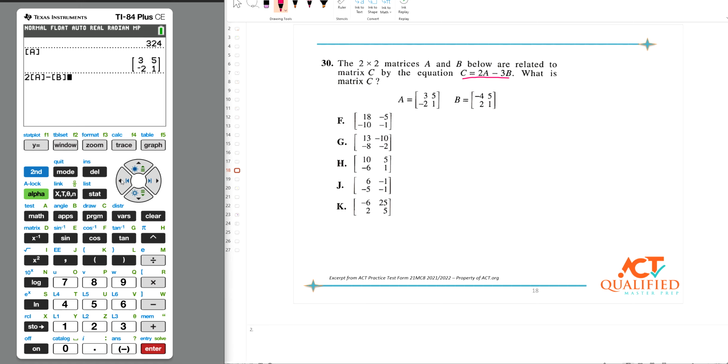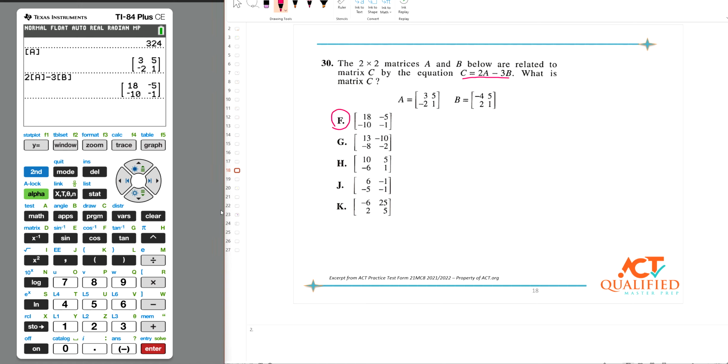But notice I forgot to actually put in my 3 here. So I have tabbed over. I'm going to press second delete key to insert the number 3. And now you can see that what I have on my calculator here is consistent with what you see here. So go ahead and press enter. We can clearly see that matrix C is actually equal to 2 times matrix A minus 3 times matrix B. And we can see that our solution is actually answer choice F.